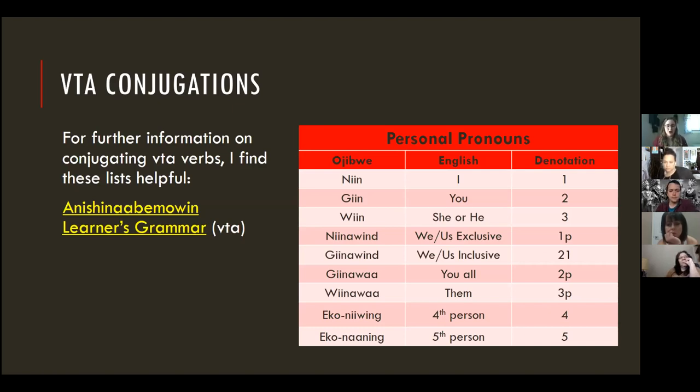Or sometimes you'll see the Ojibwe words. So it'll be like mean to Ginawa. And you're like, well, what is mean and what is Ginawa? So you have the Ojibwe, the English, and the number. So if you need those, they're there.